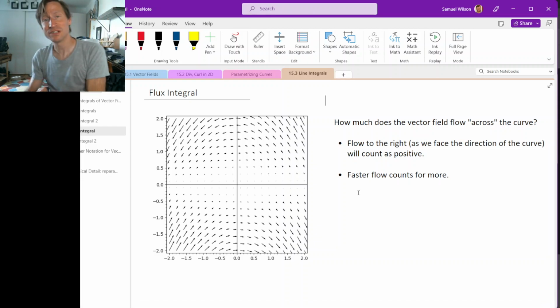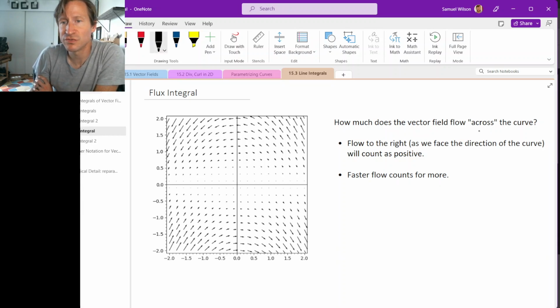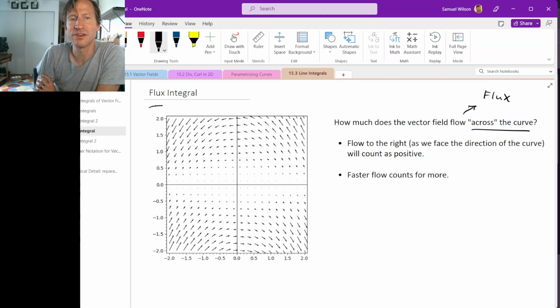We've invented a flow integral, so now let's see if we can invent an integral that will measure how much a vector field flows across a curve. The name for this is flux. Flux is how much something flows through something else, and so we will call this a flux integral.